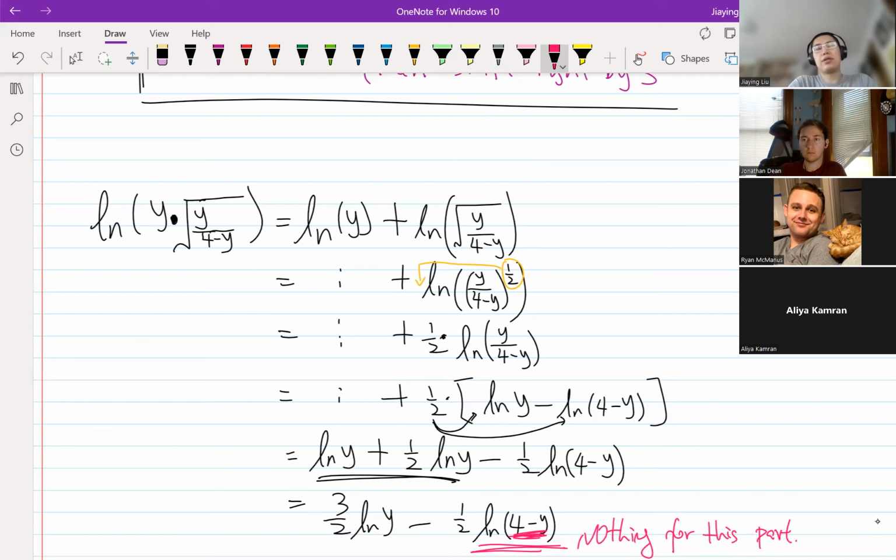Now some of you probably think, okay, can I rewrite the part inside the log first by replacing the square root with a half exponent, and then distribute the half in the exponent and then combine with the y in front of it before applying the properties of logs? That's totally fine. I think in the end, you end up with the same expression.